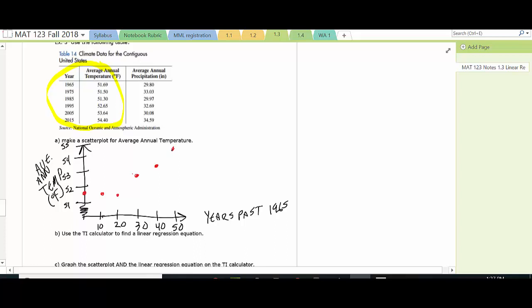Does that make a line? Kind of, yeah, sort of. It kind of jumps around. It's not perfect, but it looks like it might make a line.